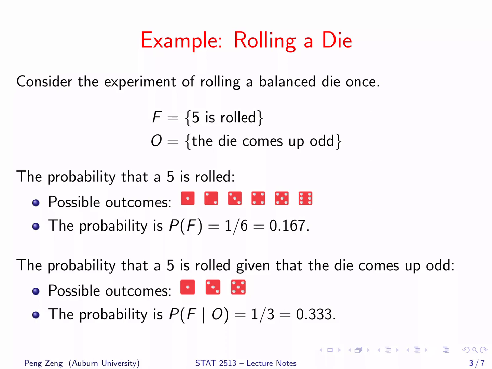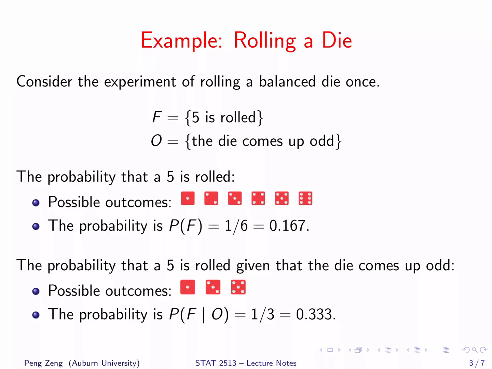We need to find all possible outcomes and then the outcome in F. The sample space includes 6 possible outcomes. Event F contains exactly one outcome. Therefore, the probability is P of F equals 1 over 6. Now, let's calculate the conditional probability that a 5 is rolled given that the die comes up odd. In this case, we want to calculate probability of F given O.